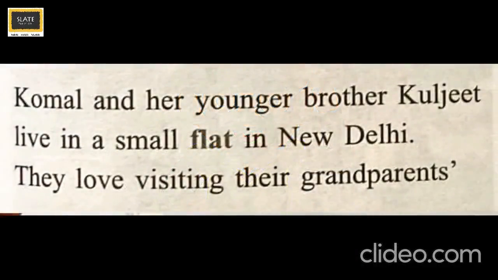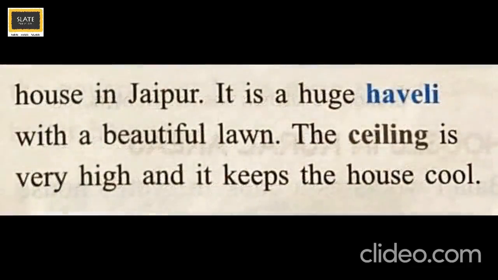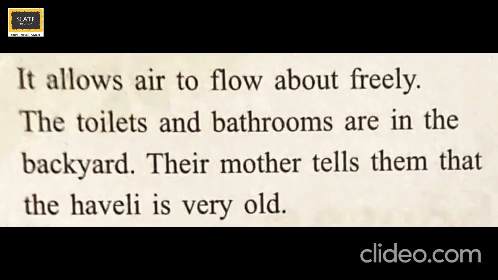Komal and her younger brother Kuljit lived in a small flat in New Delhi. They loved visiting their grandparents' house in Jaipur. It is a huge haveli with a beautiful lawn. The ceiling is very high and it keeps the house cool. It allows air to flow about freely. The toilets and bathrooms are in the backyard.